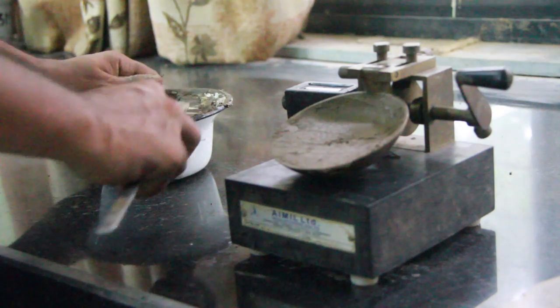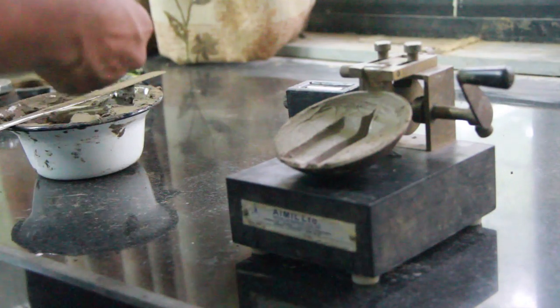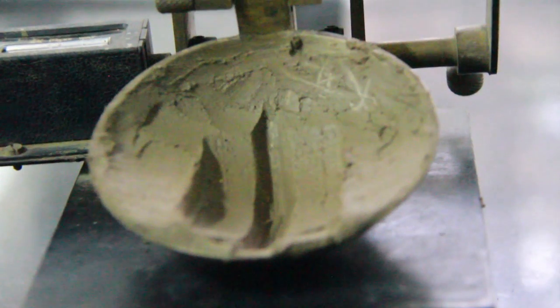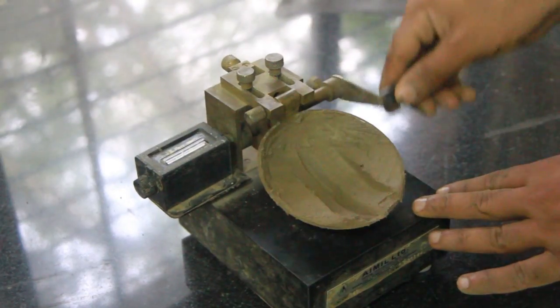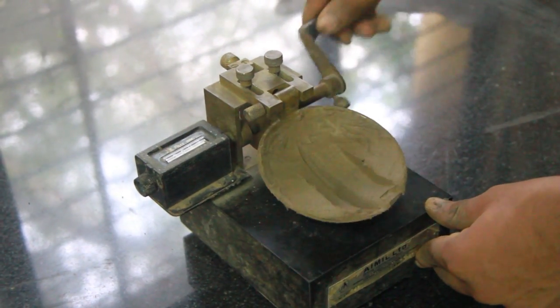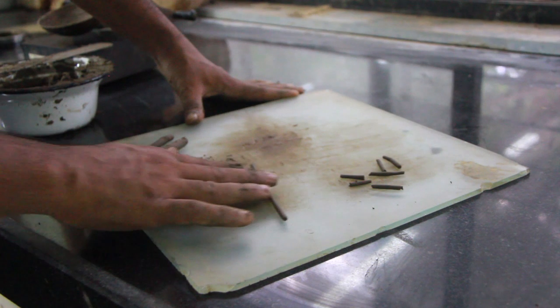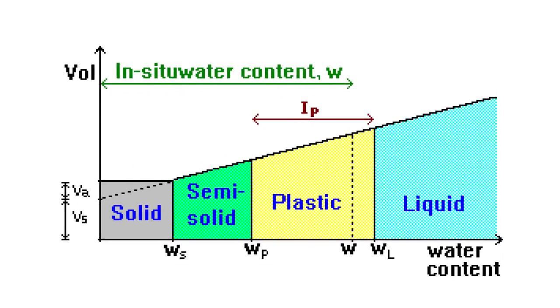One important index property is consistency limit or Atterberg limit. Albert Atterberg was a Swedish soil scientist who worked in the ceramics industry in the 19th century. They used to perform simple tests to describe the plasticity of clay, which was important. The liquid limit is the water content above which the soil will behave as a liquid.